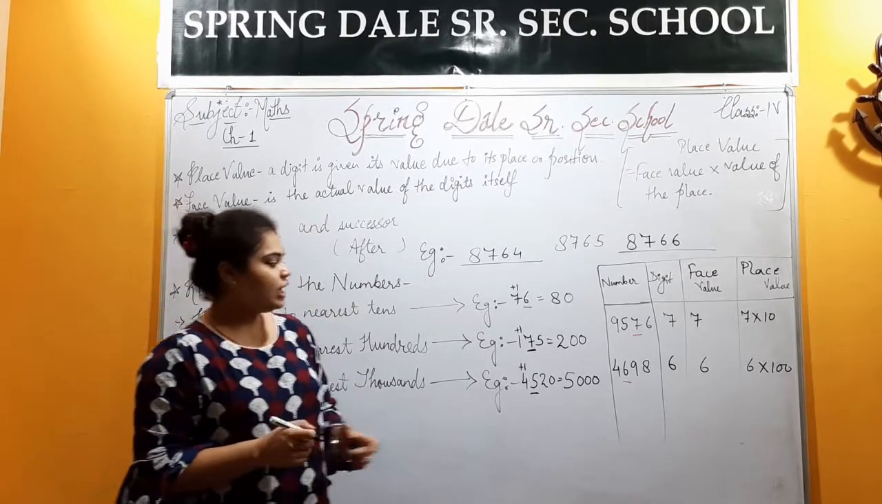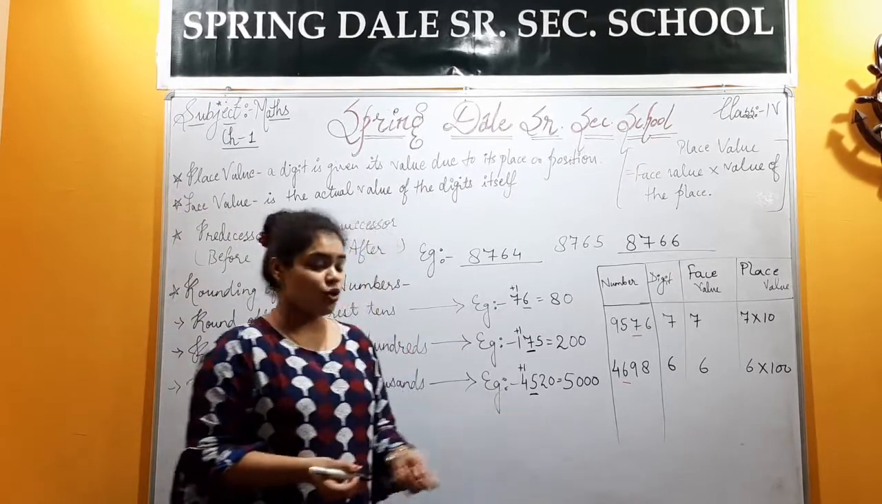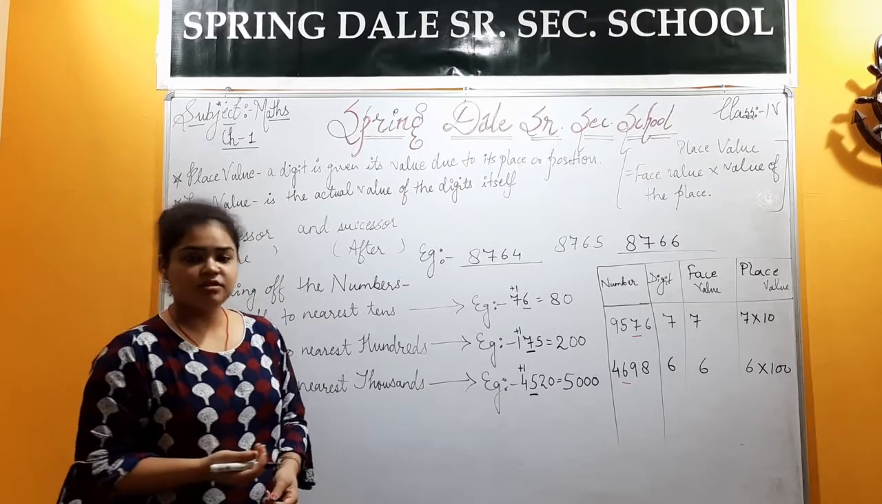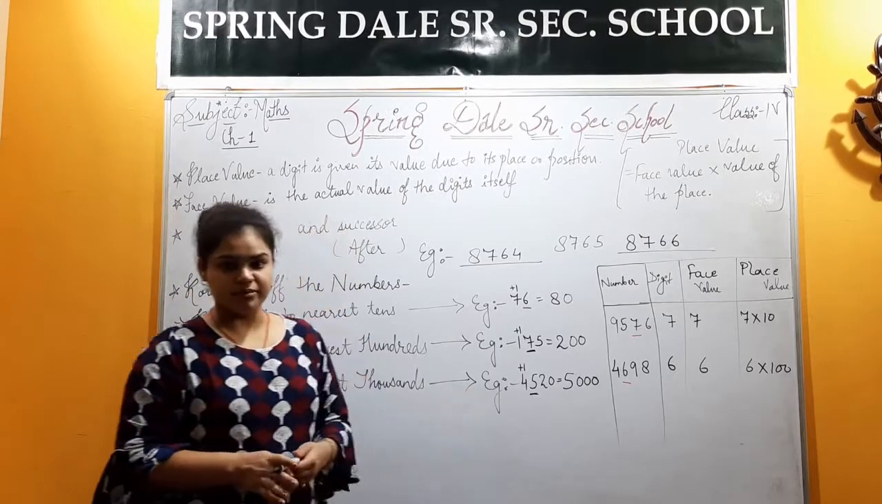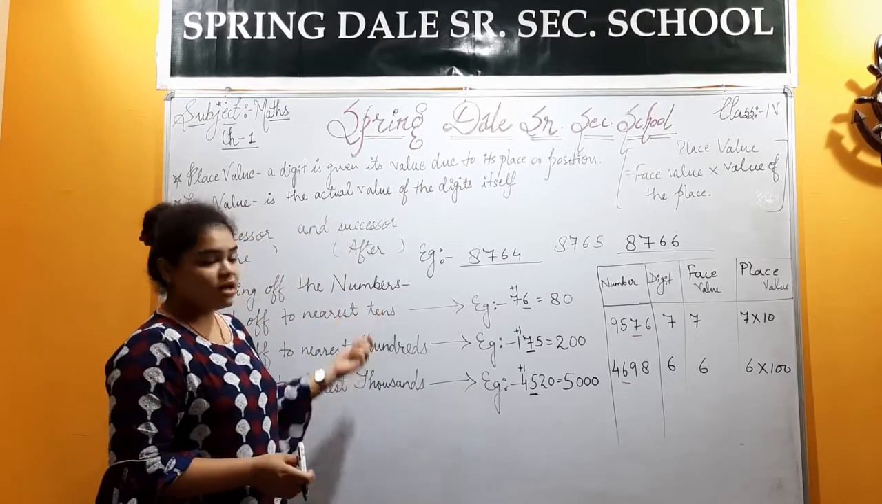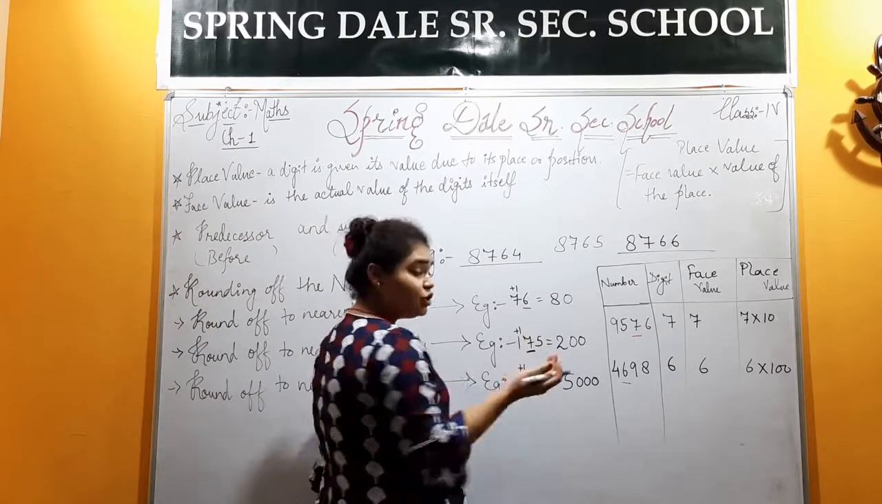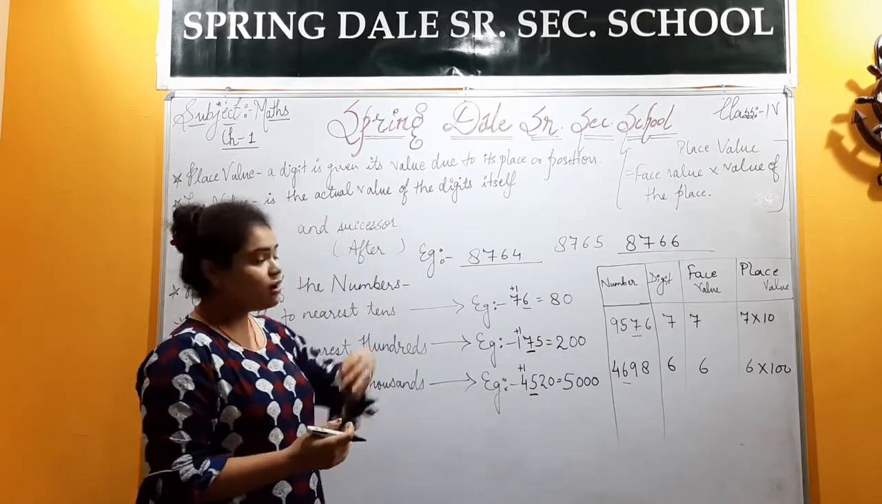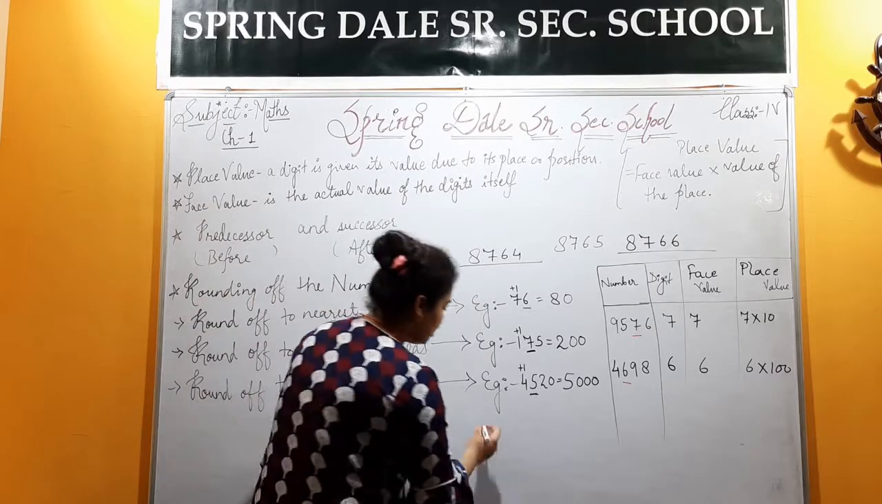I hope you all have understood till here. So before proceeding, I would like to take one more example for rounding to the nearest numbers, that is, rounding down. Till now we have read rounding up. So here is one example for you.